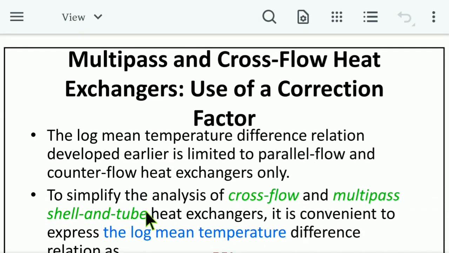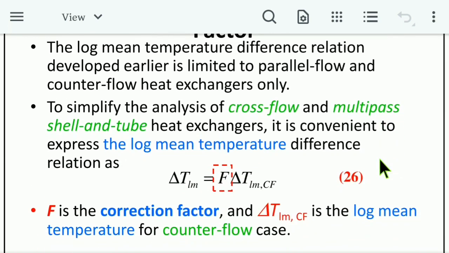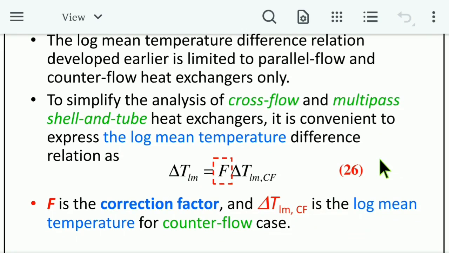Multipass and cross-flow heat exchangers: use of a correction factor. The log mean temperature difference relations developed earlier are limited to parallel flow and counterflow heat exchangers only. To simplify the analysis of cross-flow and multipass shell and tube heat exchangers, it is convenient to express the log mean temperature difference relation as ΔT_lm = F ΔT_lm,CF, Equation 26, where F is the correction factor and ΔT_lm,CF is the log mean temperature difference for counterflow.